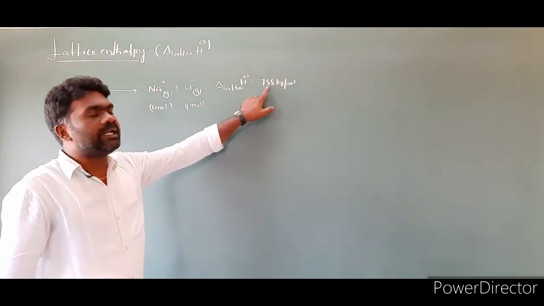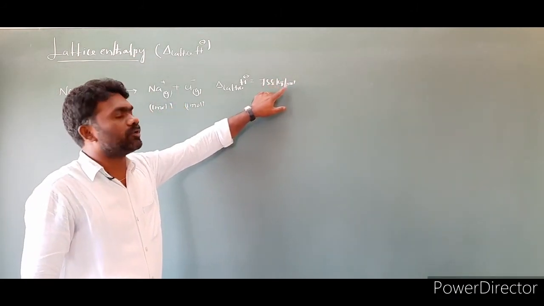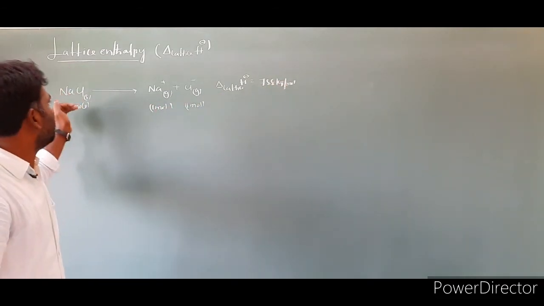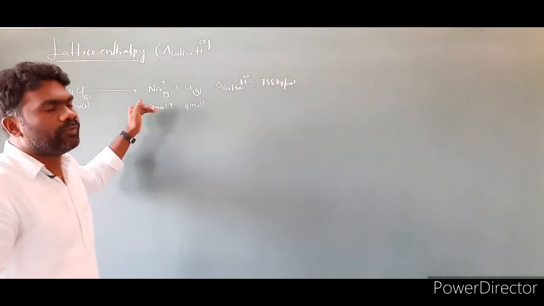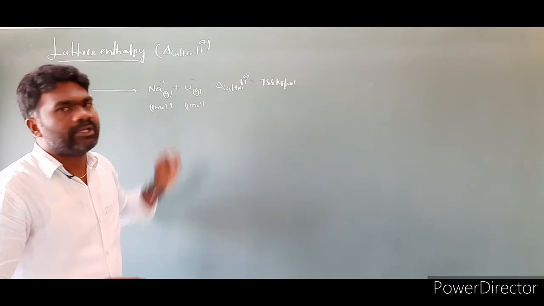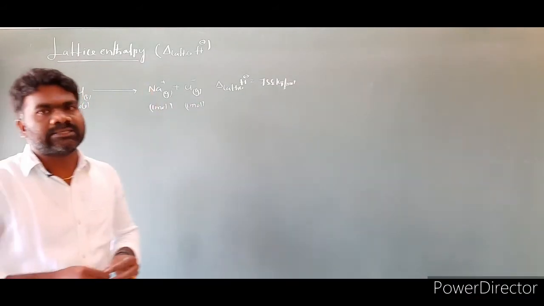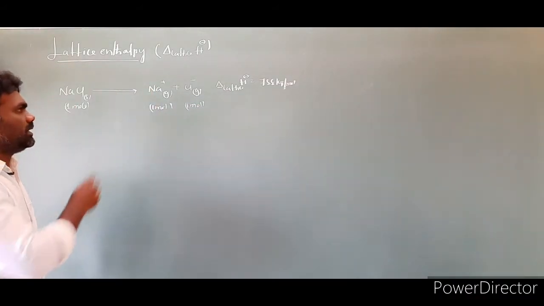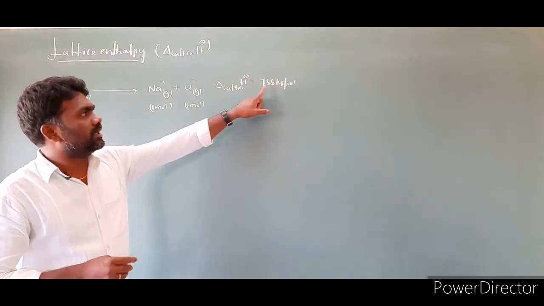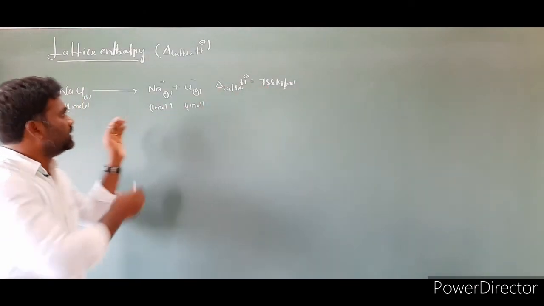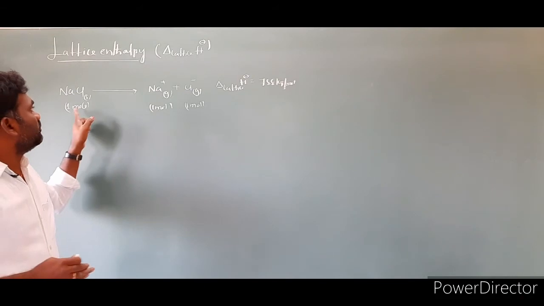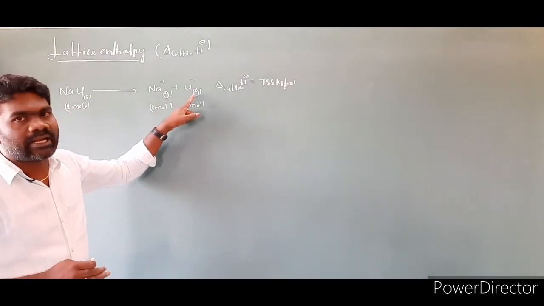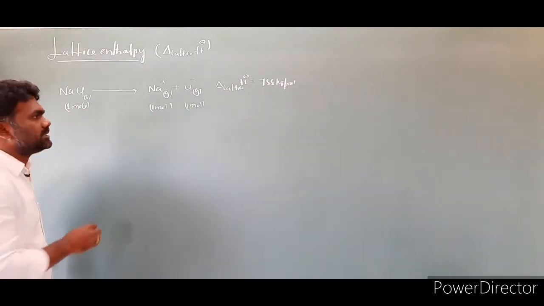This 788 kilojoules per mole is the energy required to separate 1 mole of solid ionic compound into 1 mole of Na plus ions and 1 mole of Cl minus ions. This we call lattice enthalpy. Let us write the sentence. The energy required to separate 1 mole of solid ionic compound into its ions is called lattice enthalpy.